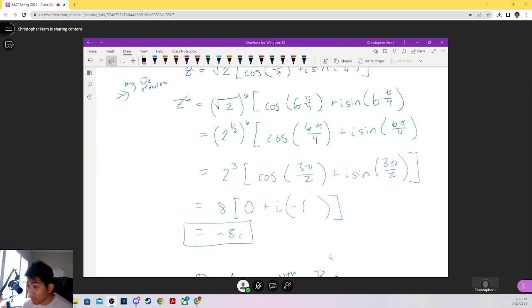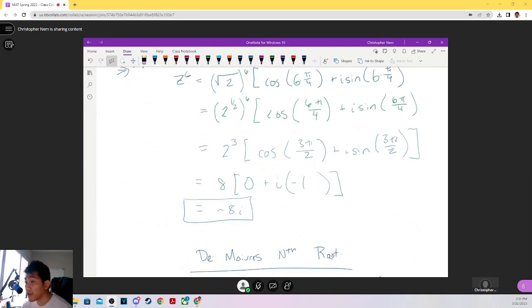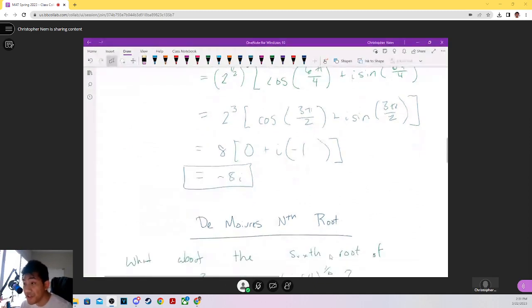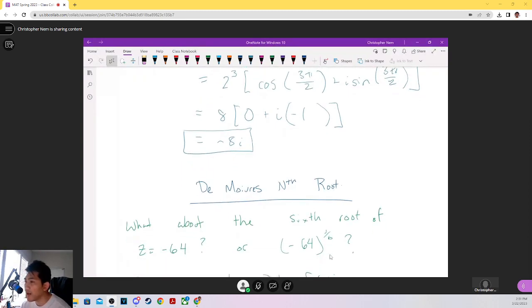All right, so there's another piece to de Moivre's theorem. It also applies for nth roots. This is the division process. Instead of exponents, where you're multiplying, you're going to be dividing, and that's square rooting, cube rooting, raising to the 1/2 power, 1/3 power, etc. So what if I said, what is the 6th root of z equals negative 64? That is the same thing as saying, what is negative 64 raised to the 1/6 power? They're the exact same thing.